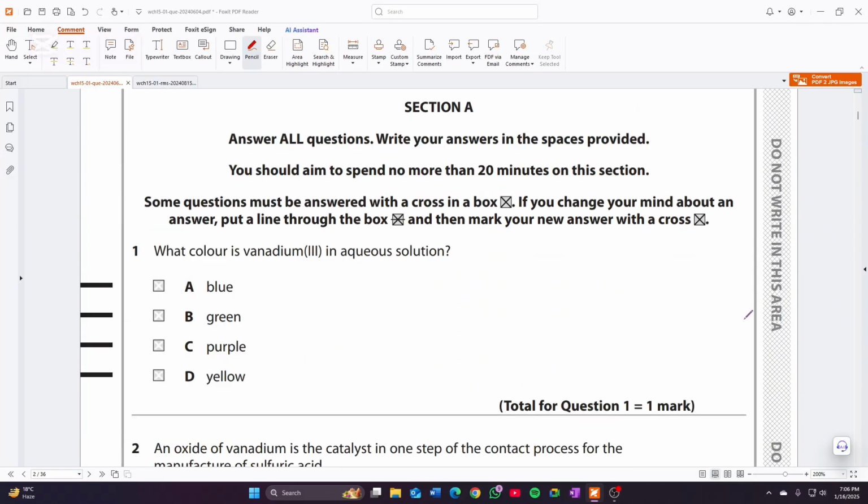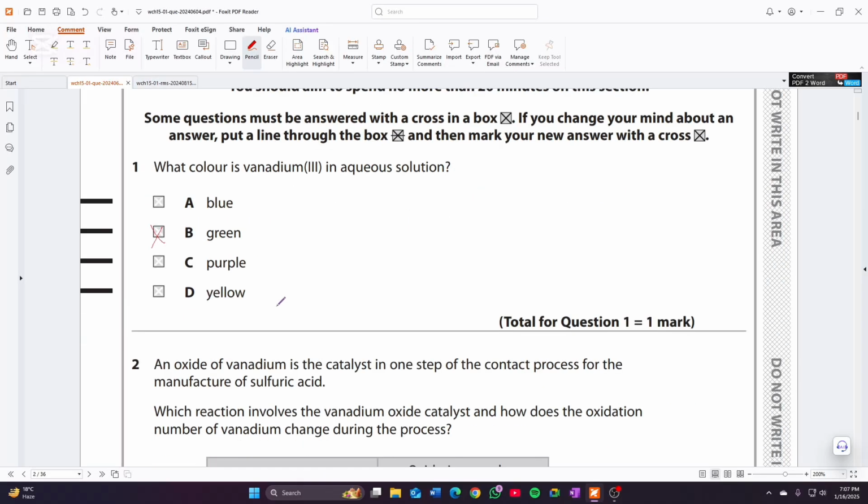Okay, we start with section A. Question 1. What color is vanadium 3 in aqueous solution? You need to memorize some of the colors of the transition metals at their respective oxidation states. So vanadium 3 we know is green. Therefore, the easy answer is number 1, which is green.